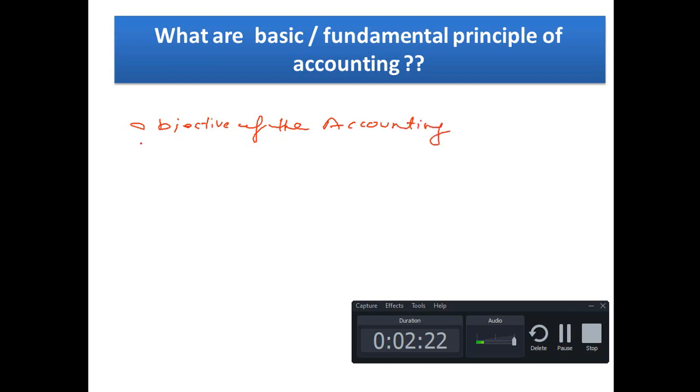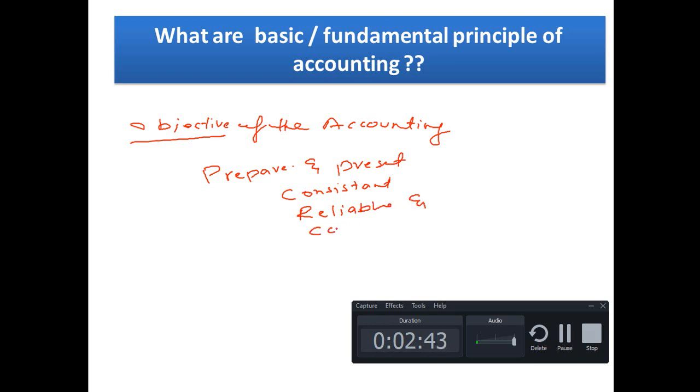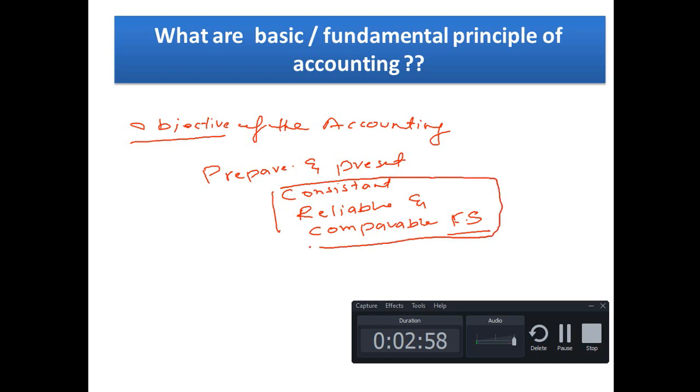The objective of accounting is to prepare and present consistent, reliable, and comparable financial statements for the users of the financial statements, so that on the basis of this sort of financial statement they can take the right decision.